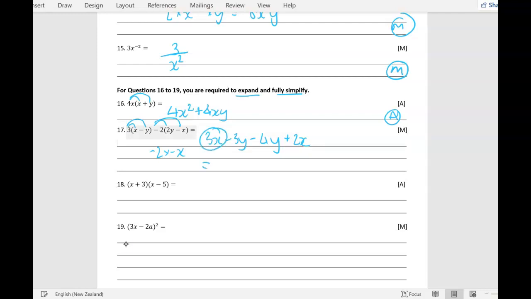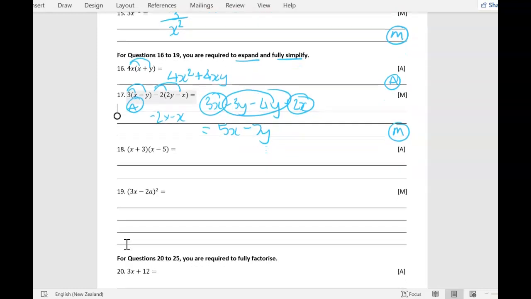We then group the terms. We've got the x's together, so that becomes 5x, and we got the y's, minus 7y. Well done. You got merit if you did that. If you showed me some correct expanding, I gave you achieved as well.